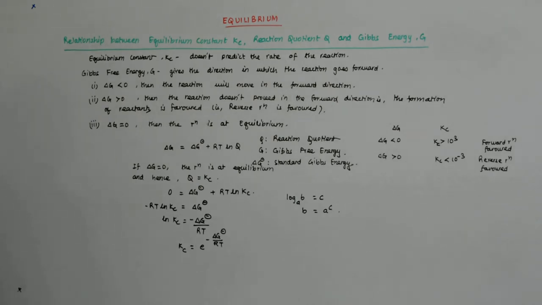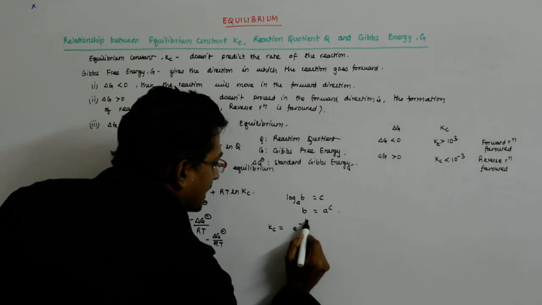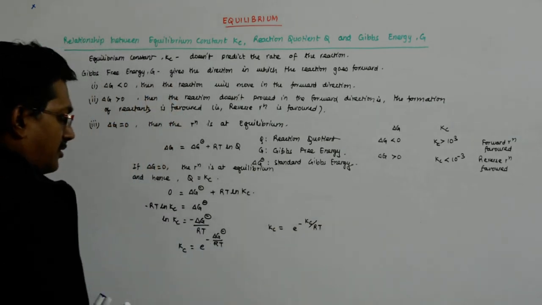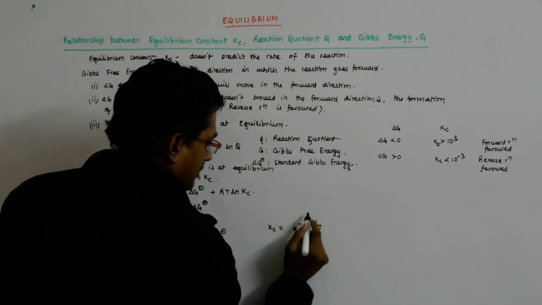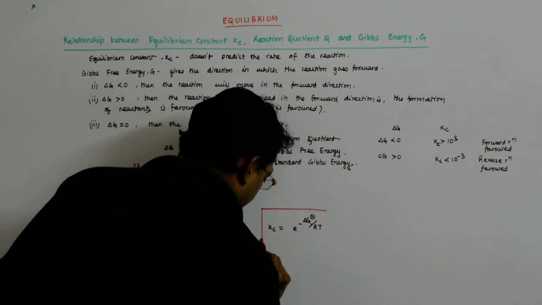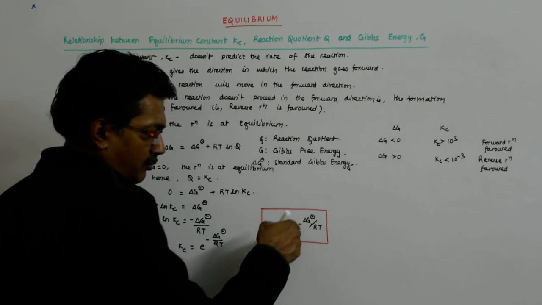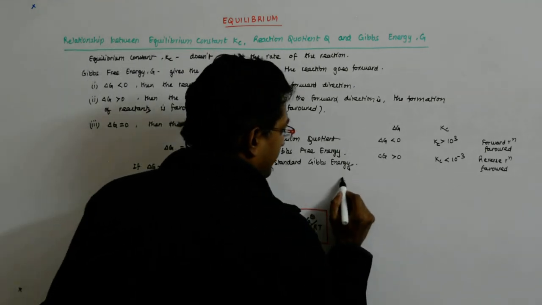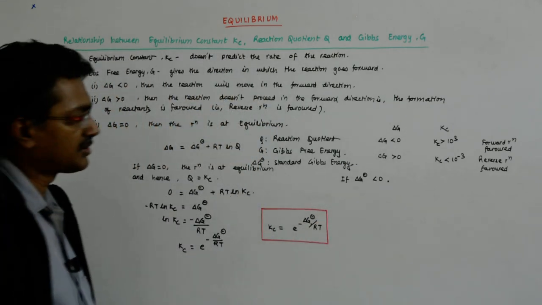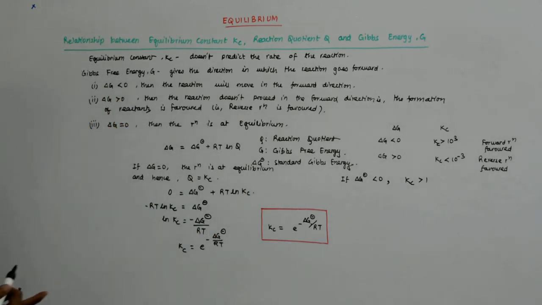Now you see what happens. I'd like to write it again here and put it under a box: Kc equals e to the power minus delta G naught upon RT. Now if delta G naught is negative, then this whole quantity becomes positive. If delta G naught is less than zero, then Kc is very much greater than one, since it is e to the power something.